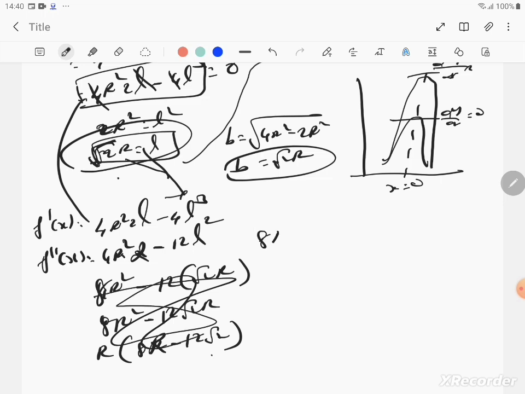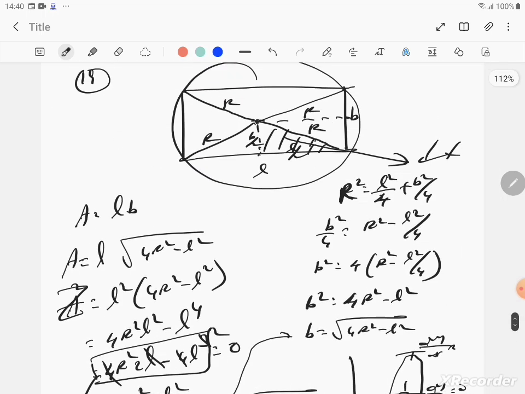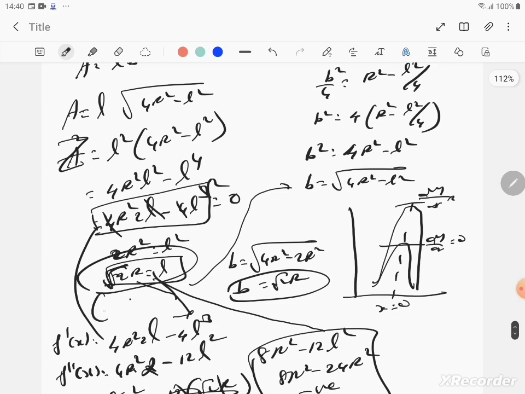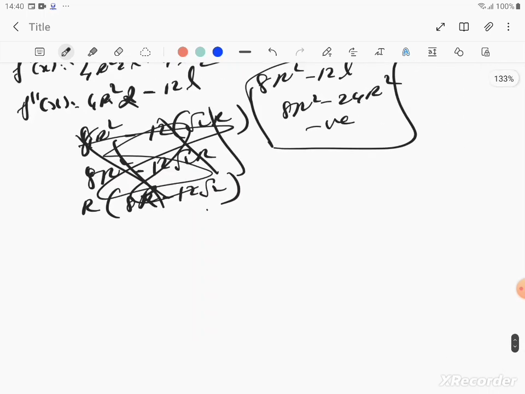So it will be 8r square minus 12 L square. And L square is 2r square. So 8r square minus 24r square. That is definitely negative. Sorry, I made a small mistake. I hope you all understood. It's negative. That shows that the condition you got was for maxima. The local maximum point of length is root 2r, when the area is maximum, and it becomes a square. So let's go to the next question.